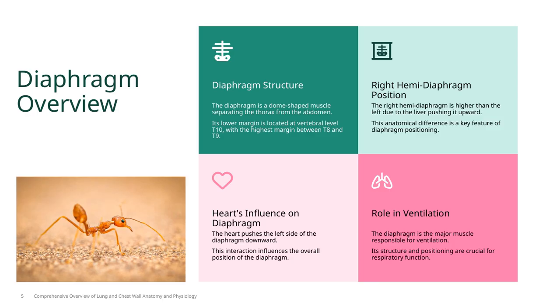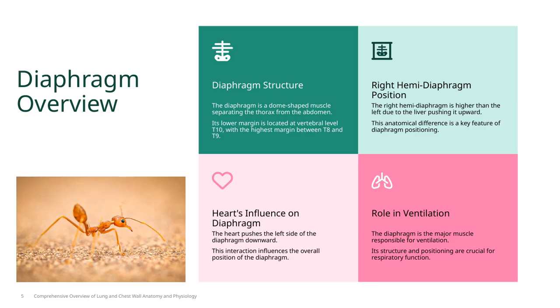Now, an interesting aspect to consider is the influence of the heart on the diaphragm. The heart pushes down on the left side of the diaphragm, which can affect its overall position and shape. This interaction is significant because it highlights how the structures within the chest cavity work together to facilitate respiration.